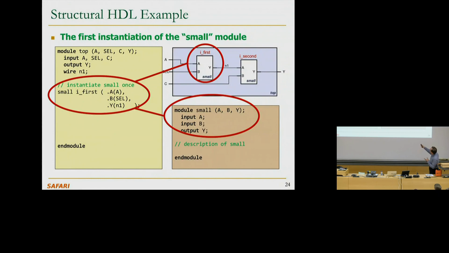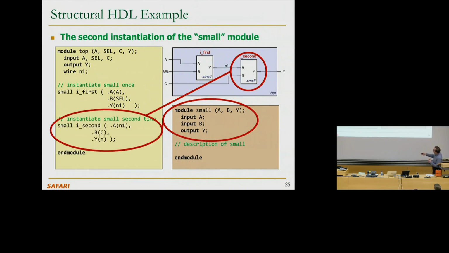Basically, you connect the A input to A over here, the B input to cell over here, and then the Y output to the wire N1. Okay, now that's your module, that's it, this is done. There must be some description over here, of course, as to how the module is done. And then you actually instantiate the second one also by connecting the A input to N1, and then the B input to C over here.